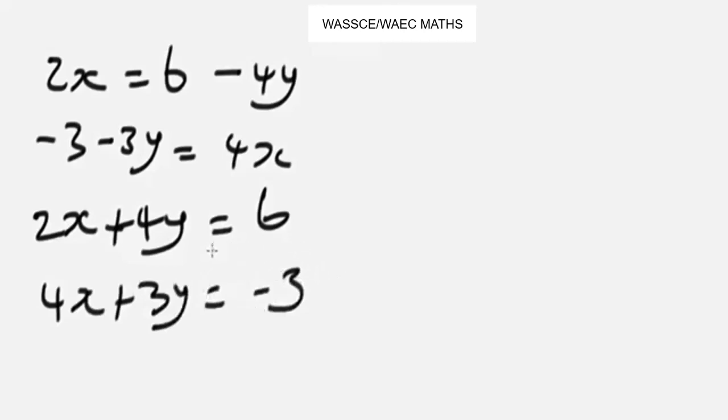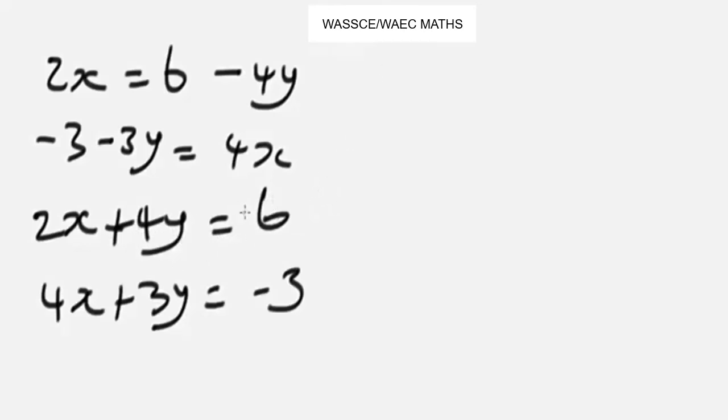Now, there are two ways you can solve a simultaneous equation. We have the elimination method and the substitution method, right? But the elimination method is usually faster. That's what I'm going to be using in this video. So for this question, we're going to apply the elimination method.